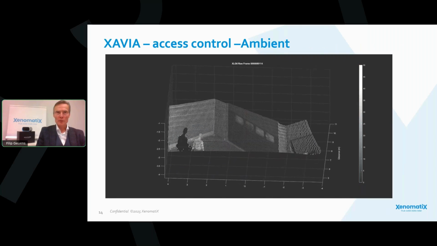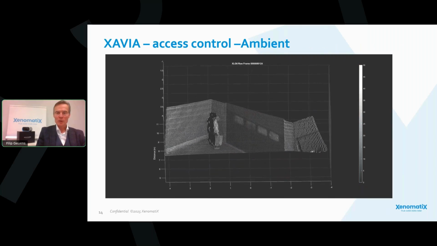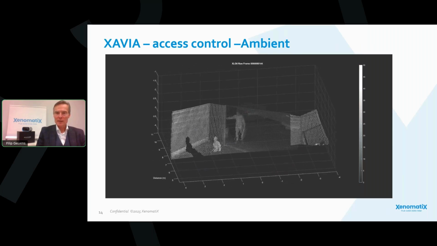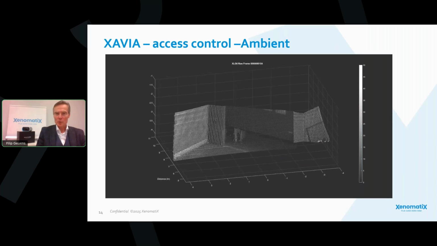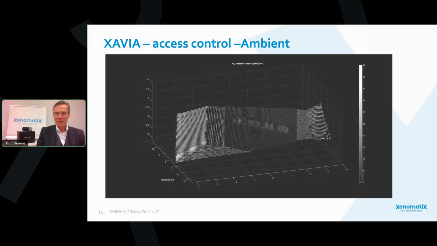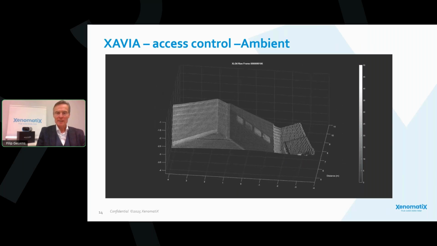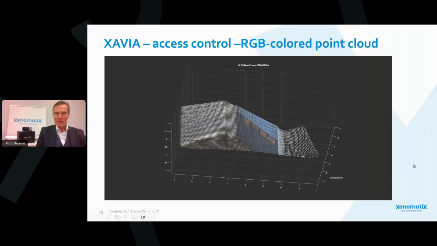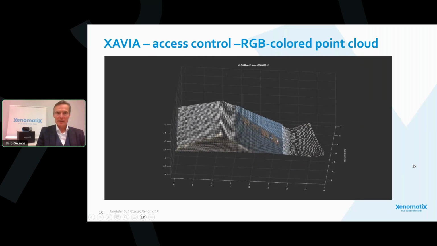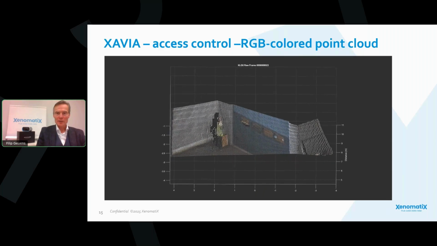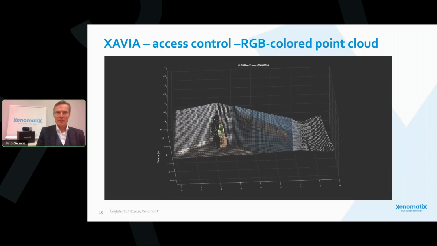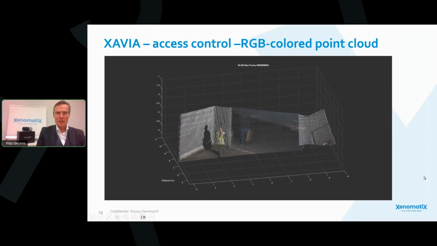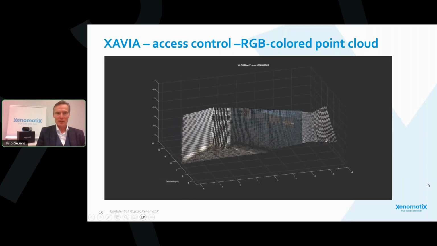A third visualization is again the point cloud, but this time the color we are adding is a grayscale value that comes from ambient light. So you can imagine or consider this a kind of 3D image. And then last but not least, again, the colorized point cloud, where each point in the point cloud gets the color of the corresponding pixel from the 2D RGB image thanks to the alignment.